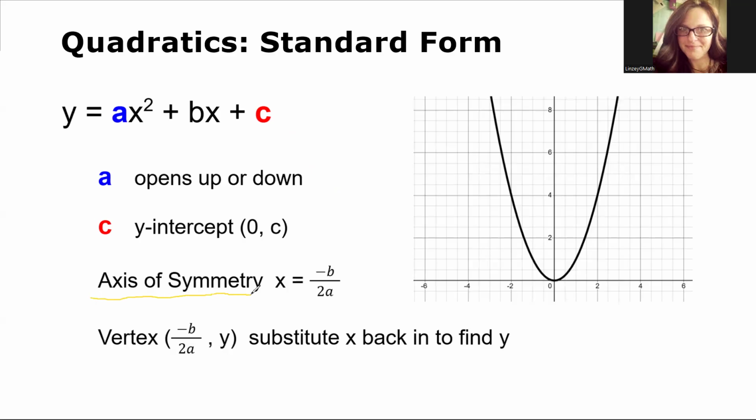Axis of symmetry, the x coordinate of the vertex: negative b over 2 times a. You can think of negative b as the opposite sign of b. And the vertex, negative b over 2 times a, is how you get the x coordinate of the vertex when you have standard form.